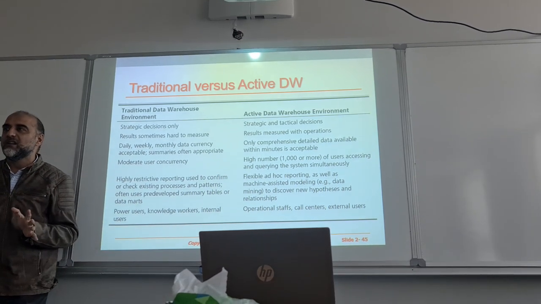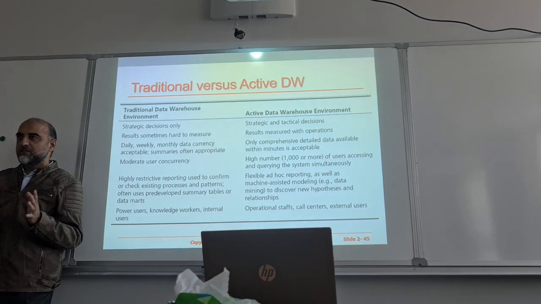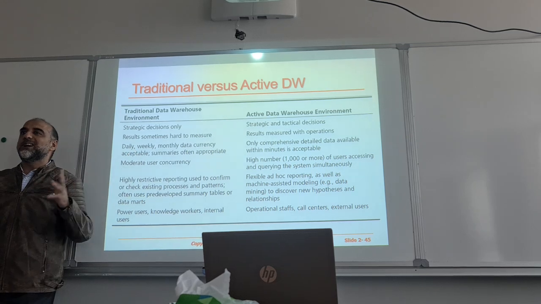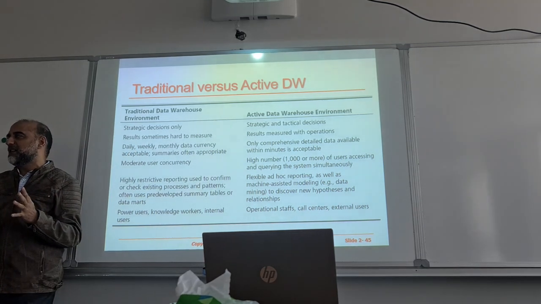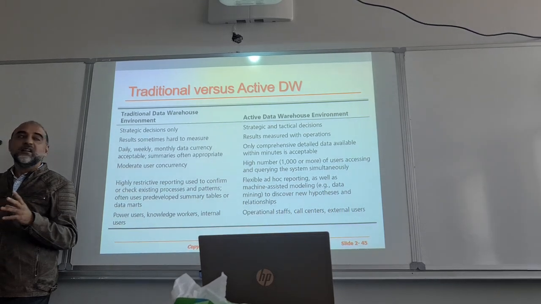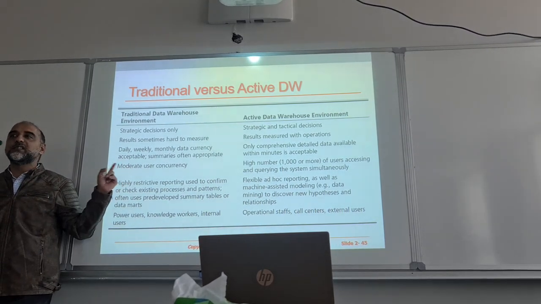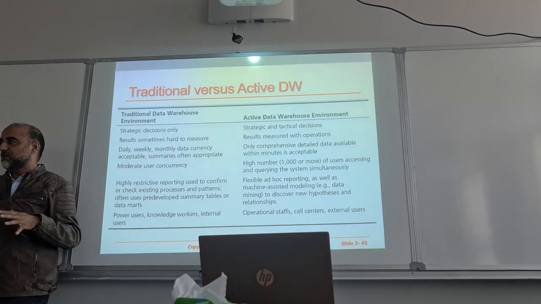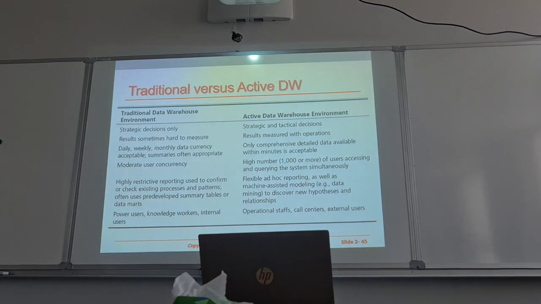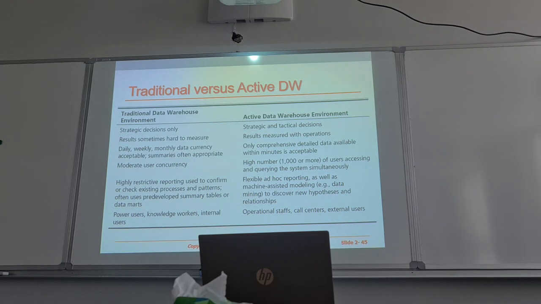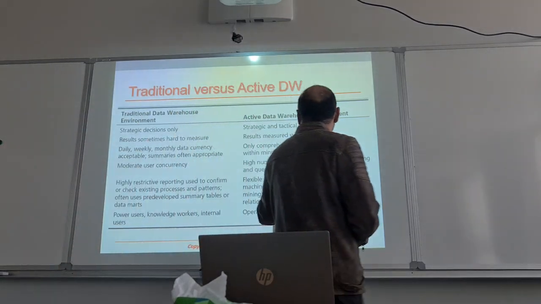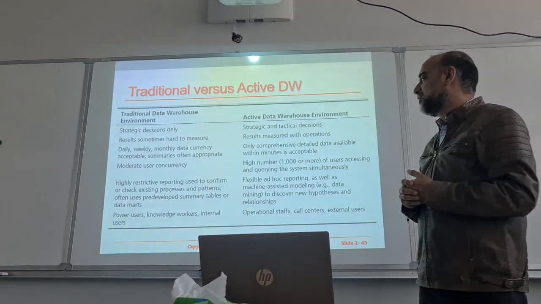Number of users, moderate user concurrency. Concurrency simply meaning, in IT and computer language, concurrent means together. User concurrency means how many users are connecting to your system at one time, simultaneously. A better word is simultaneous connections, right? So when it used to be traditional data warehouses, the user concurrency was low because only managers were connecting to it. Now operational level staff is also accessing data warehouses because you have real-time information. So the concurrency level is going to high numbers, thousands even at times.